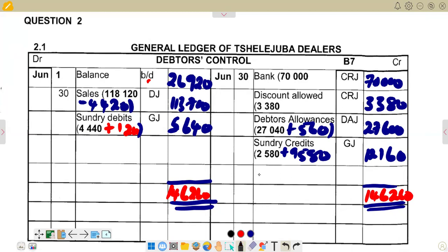Sorry, our balance CD will come here. We have our balance CD. Then our CD will come in this column. And then now we say 140,260 minus 12,160 minus 27,600 minus 3,380 minus 70,000. The answer that you are supposed to get there is 3,120. So this is what we have.